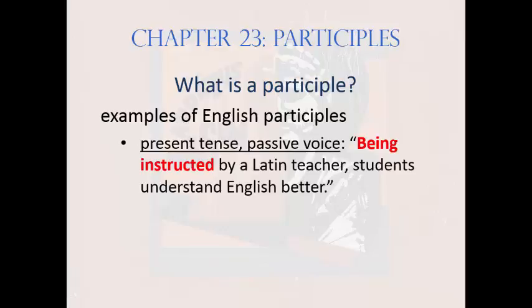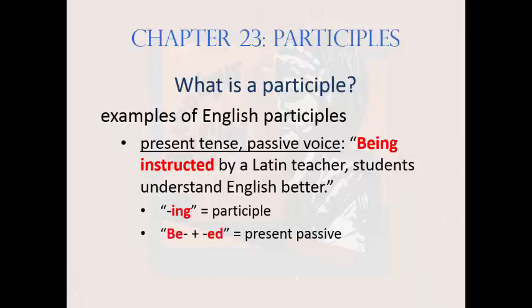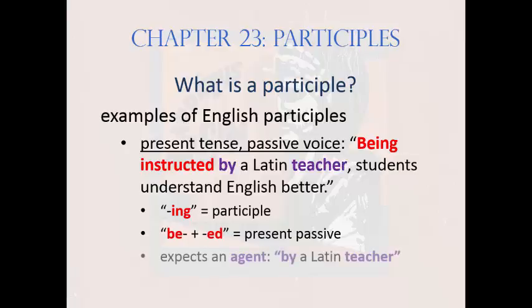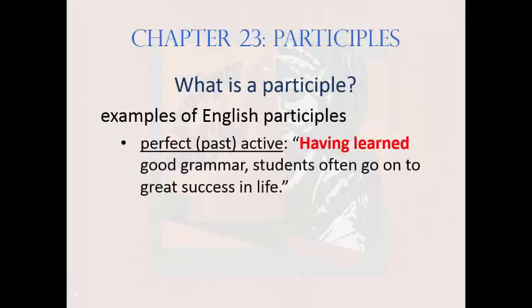Besides being active voice, participles can also be passive voice, as in, being instructed by a Latin teacher, students understand English better. As before, ing indicates that the form is a participle, but when it's expressed with be plus the ed form of the verb, it becomes passive, which means it expects an agent, by a Latin teacher. In addition to voice, participles can change tense. An English perfect active participle, such as having learned good grammar, students often go on to great success in life.